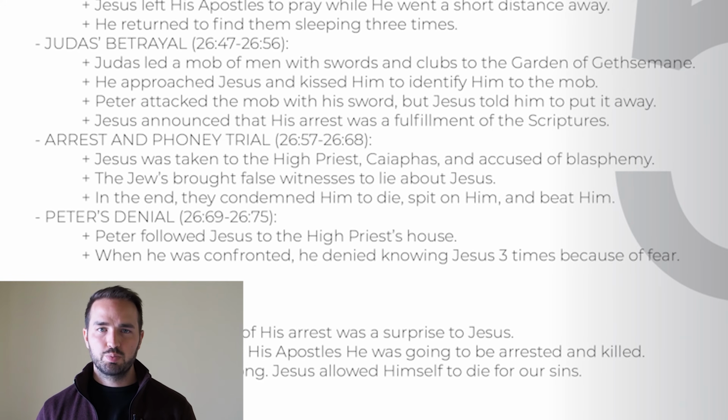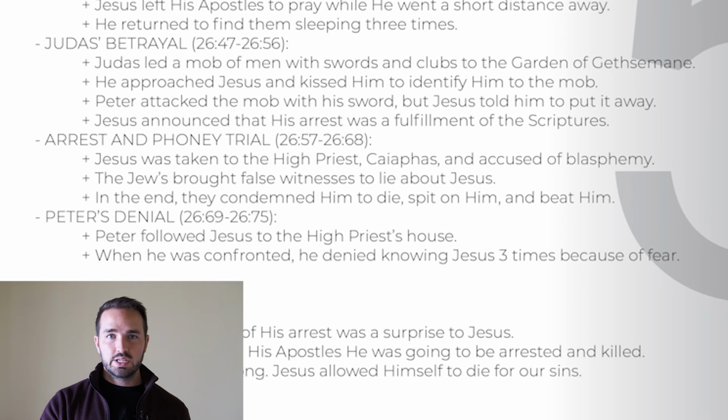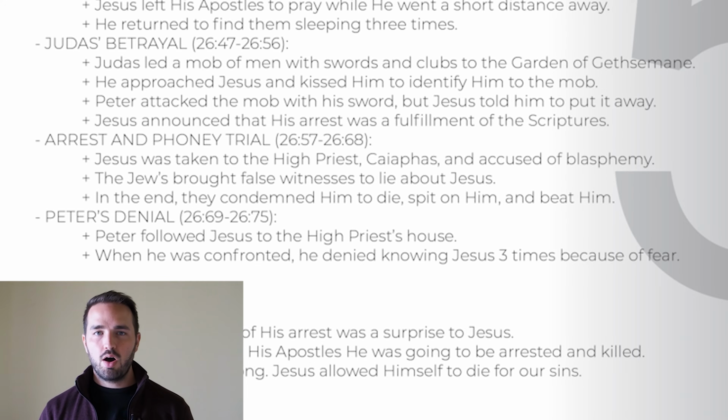This is Judas's betrayal. Judas had left the upper room, and he now arrives with a mob of men with swords and clubs to the Garden of Gethsemane. He approached Jesus, and in that famous event, he kissed him, betraying him and his identity to the wicked Jewish people who wanted him dead. Peter actually attacked the mob with a sword, but Jesus told him to put his sword away. Jesus then announced that this arrest and what was about to happen to him was a fulfillment of the Old Testament scriptures.